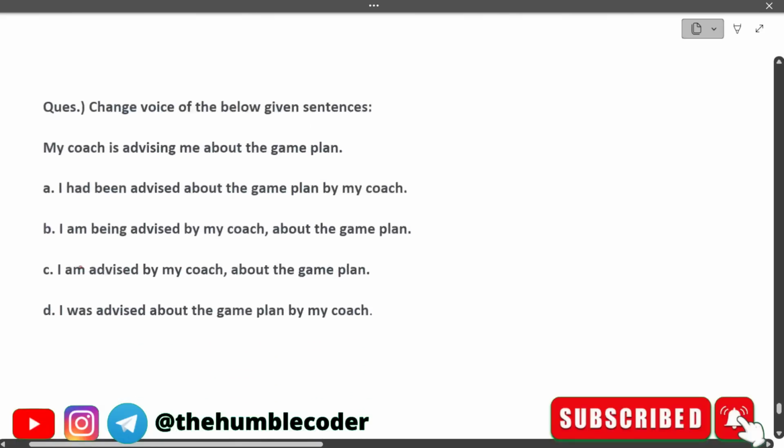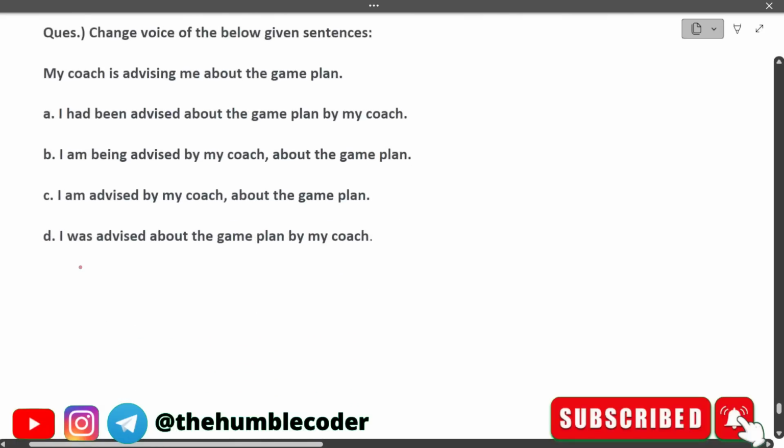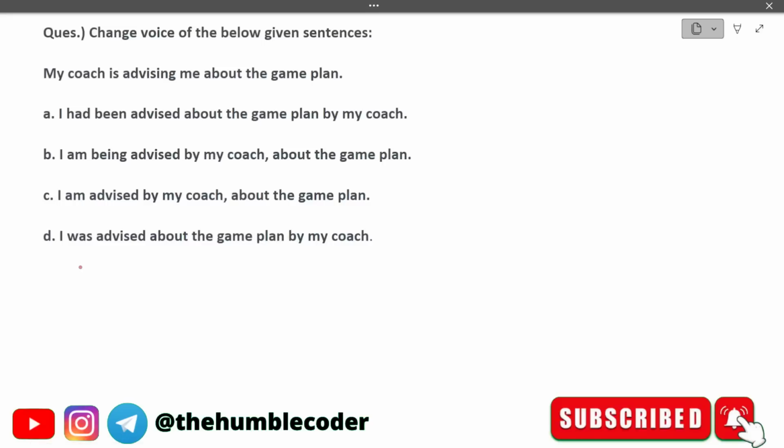Moving on, change voice of the below given sentences. We have different sentences with us and we need to change the voice of them. So let's read the sentences. My coach is advising me about the game plan, and then we have 4 options with us which are changing in the voice. So we have to see which one is the correct.